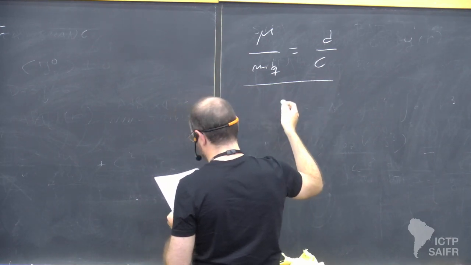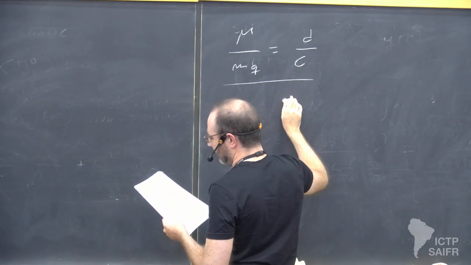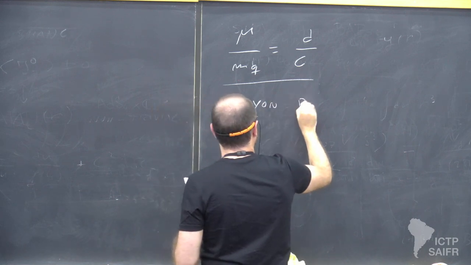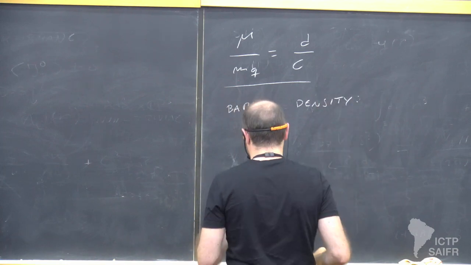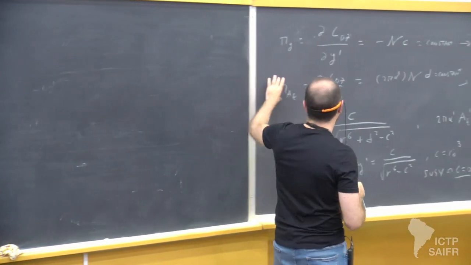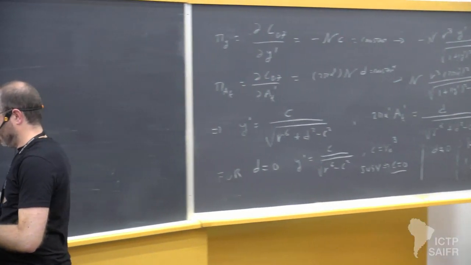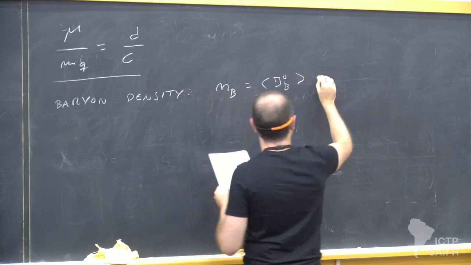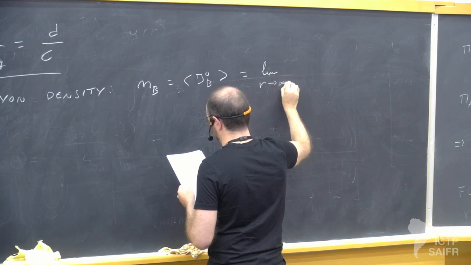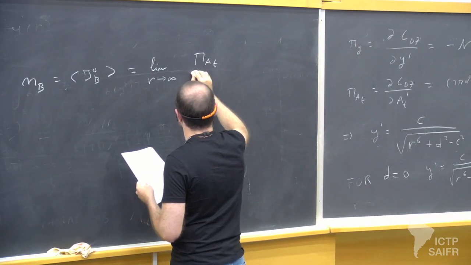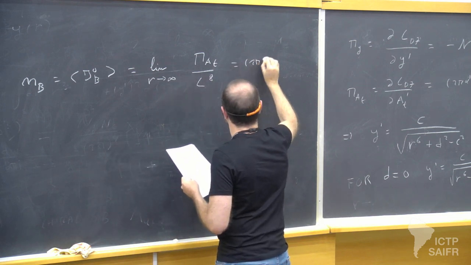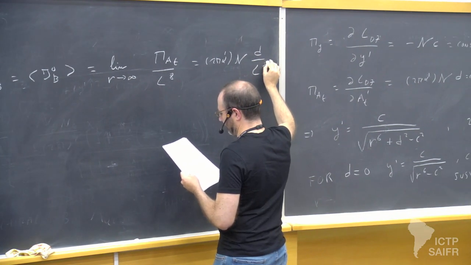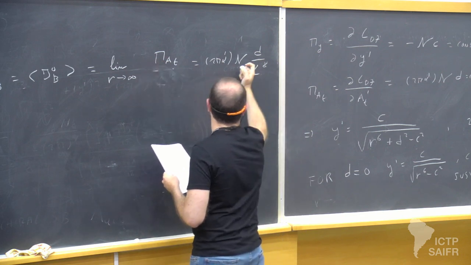OK. So I want to write the baryon density in terms of these quantities. OK, so the baryon density is related to this object, the canonical momentum. And it is given, using the holographic dictionary, as the limit when r goes to infinity of this canonical momentum divided by some factor. I think I had this L8 before, so let's just keep it like this.